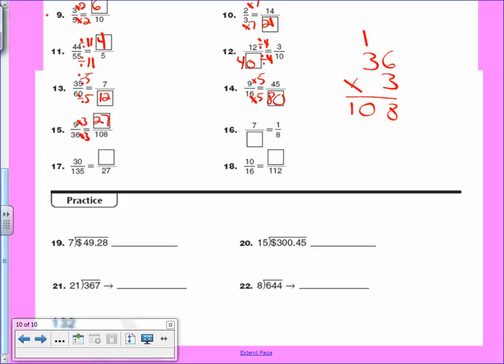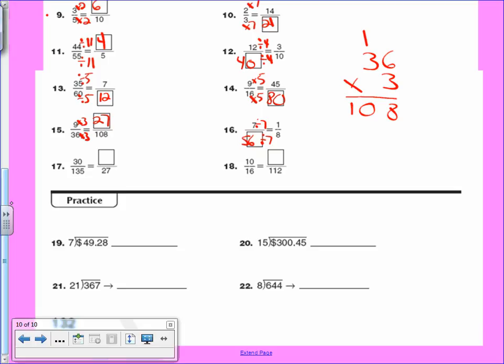7 divided by what equals 1? 7 divided by 7 equals 1. So what big number divided by 7 equals 8? That number is 56. Number 17, 135 divided by what equals 27?